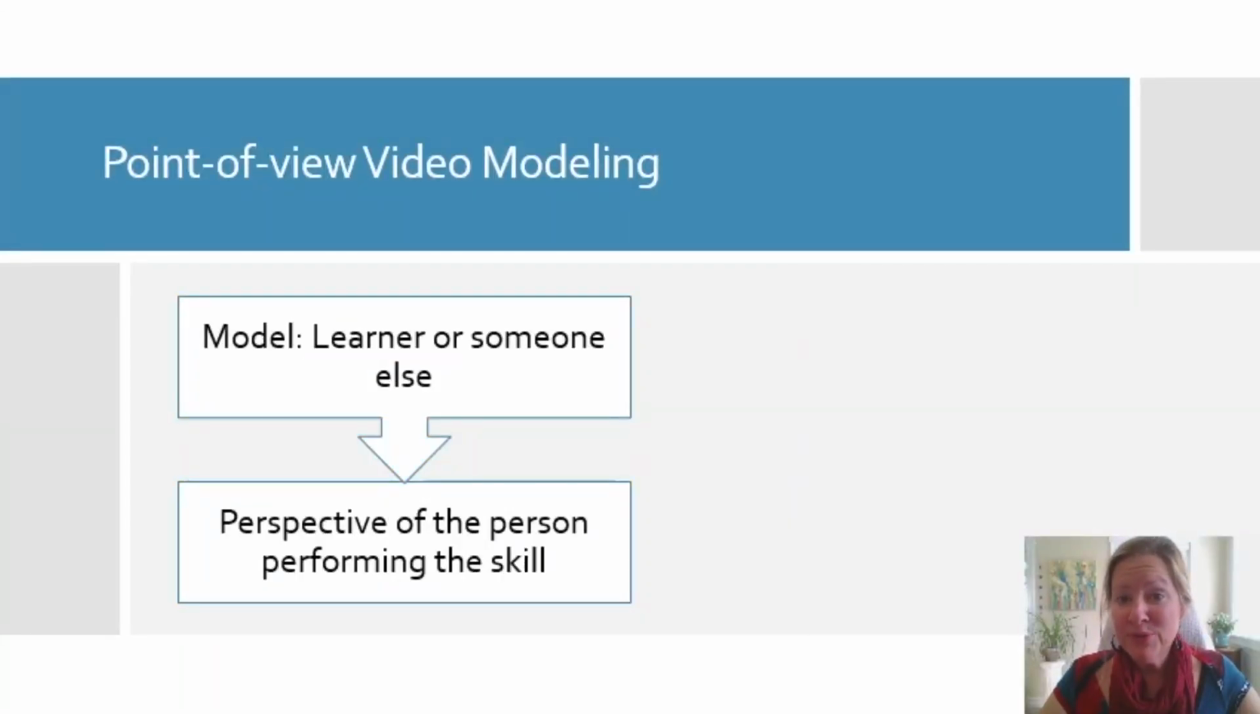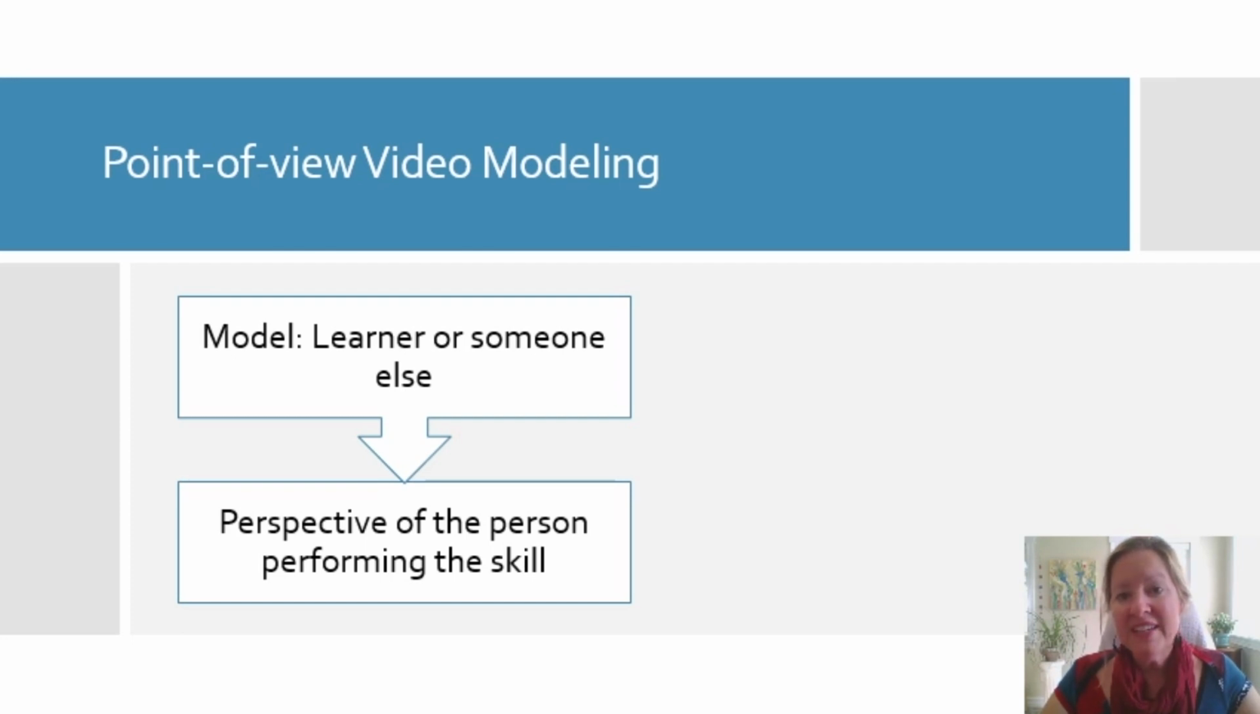In point-of-view modeling, the video shows what the behavior would look like from the learner's perspective when the learner performs the skill, as if he or she were demonstrating the skill themselves. In other words, the whole model is not seen, only certain parts, so the learner can see what the target behavior looks like from the perspective of the person demonstrating it.